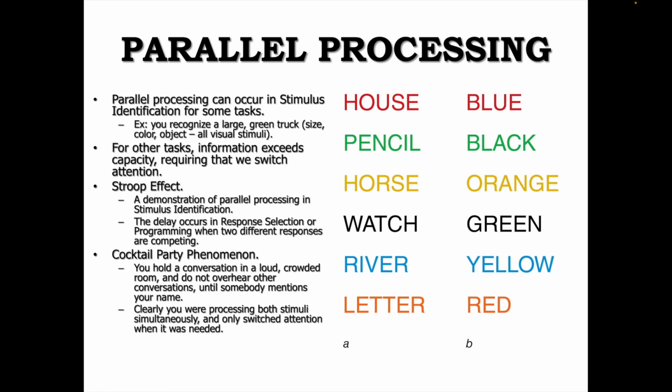For other tasks we're trying to do, the information that we receive exceeds our capacity and requires that we switch attention. There are two different ways we can switch attention. One is the Stroop effect. The Stroop effect is a demonstration of parallel processing in the stimulus identification phase. The delay occurs in the response selection or response programming phase, when two different responses are competing.